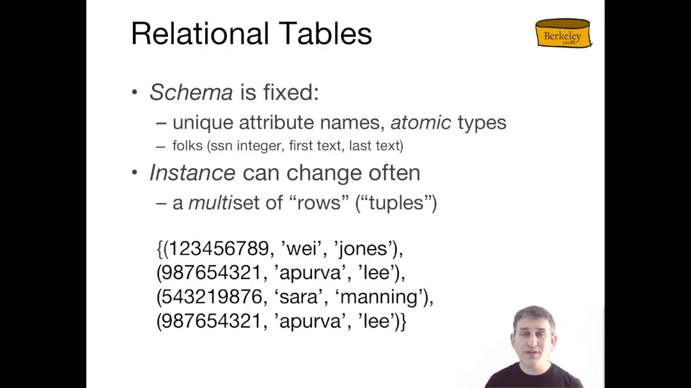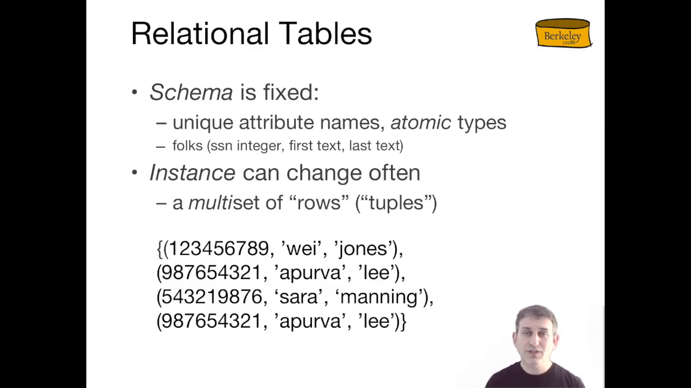Some things to note. In a relational table, the schema is fixed, which is to say it can be changed, but typically isn't changed very often. Adding and deleting columns to a table is possible, but it's not typical. So the schema is usually rather fixed. It has unique attribute names. Every column has a different name. And all the types of the columns are atomic, meaning that they're data types that can't be further broken down. So they're not collection types or list types or anything like that. A typical example is the table we saw on the previous slide, the folks table, which has three columns of type integer, text, and text. Those are all atomic data types.